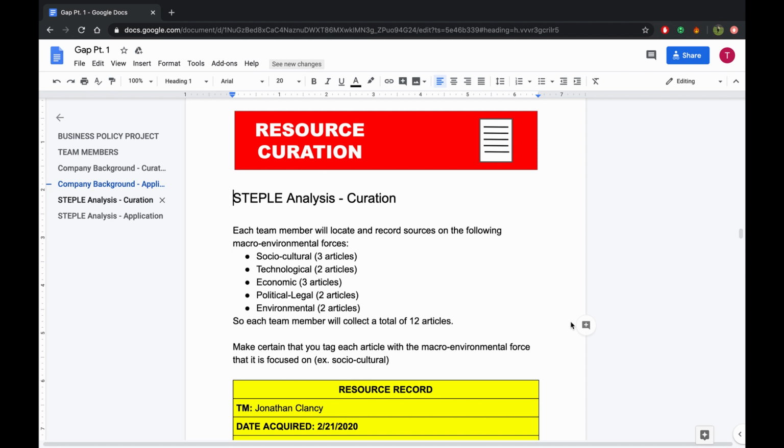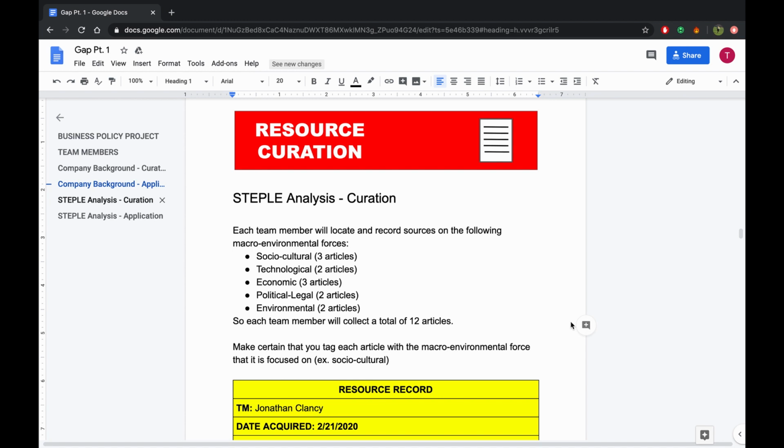After completing the company background, we moved on to the macro-environmental analysis. The macro-environmental analysis was a STEEPLE analysis. A STEEPLE analysis evaluates macro-environmental forces, in particular socio-cultural factors, technological factors, economic factors, political factors, legal, and environmental factors, and how they impact the industry.